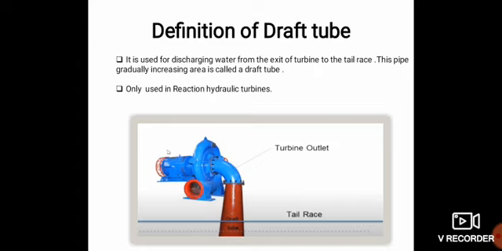I already discussed the definition. It is used to discharge the water from the turbine exit to the tail race level, and this pipe of gradually increasing area is called a draft tube. So why does this area gradually increase? You can understand from this diagram.